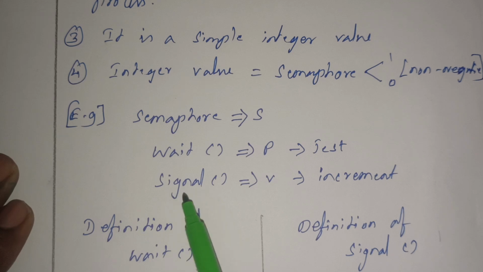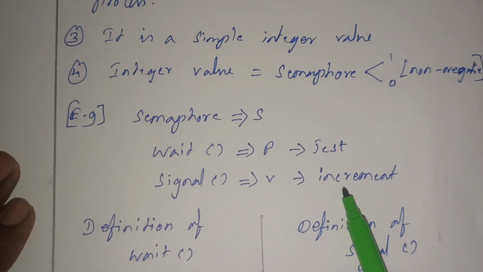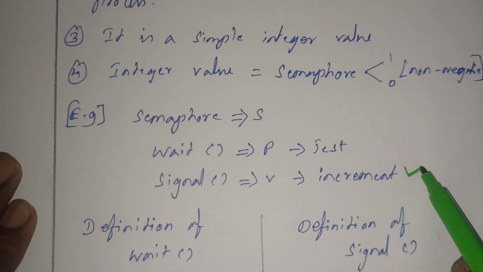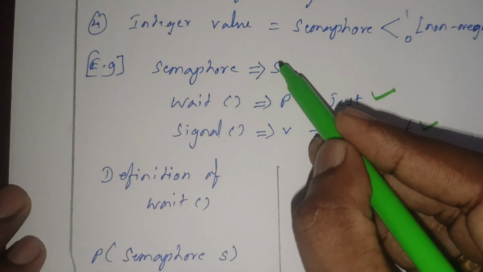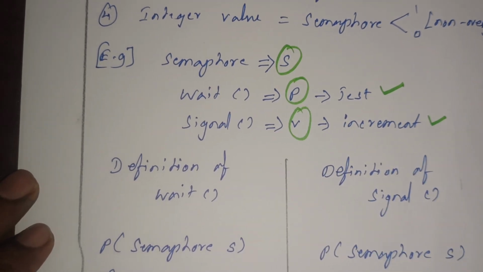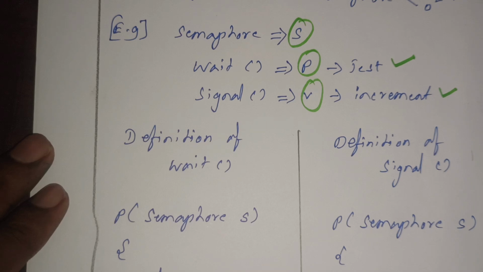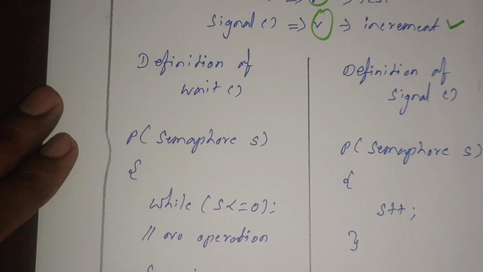The second function is called signal, and it has the name V, and this function is going to increment the value. If some process wants to get out of the critical section, it will increment. It will test initially, and it will increment when it is leaving the critical section. Now I have described these three variables, and they are used in the definition of wait as well as the definition of signal, right?